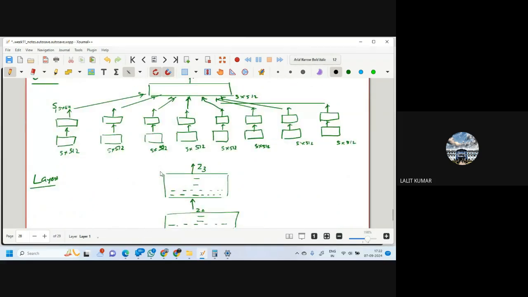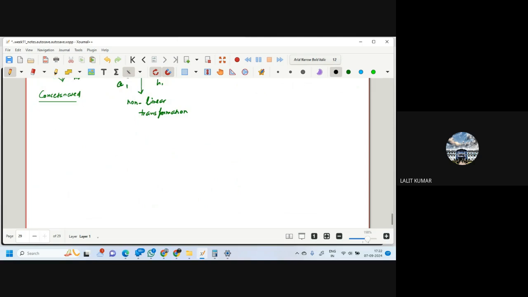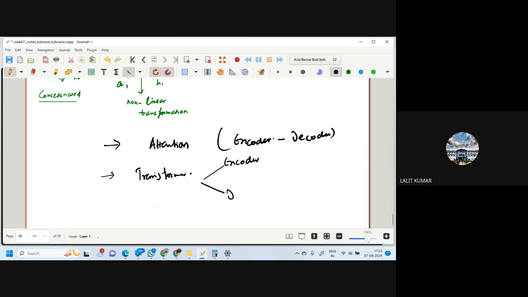So I will go through once again what we have covered today. We started with attention. What is the meaning of attention? We took an example of a simple encoder and decoder and how we were doing that. And then with that concept, we came to the transformer. In the transformer, we have an encoder and a decoder. Then we came to the encoder.